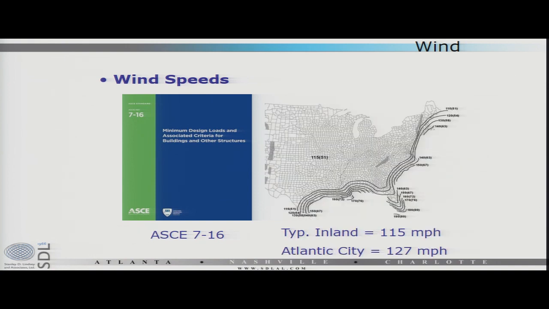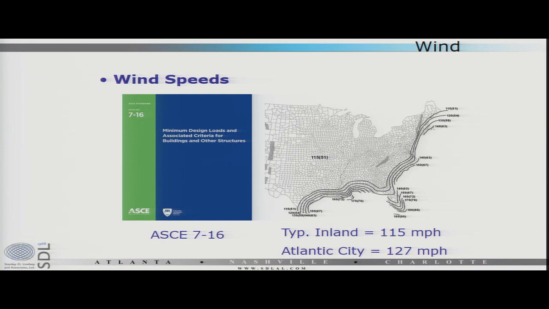So if we take a look at a typical inland location for ASCE 7-16, you're required to design the permanent building for 115 miles an hour. Right? If we look at Atlantic City, which is not far from here, you're going to be at 127 miles an hour. It's close to the coastal zone where it can be affected by a hurricane. So that's for permanent structures.